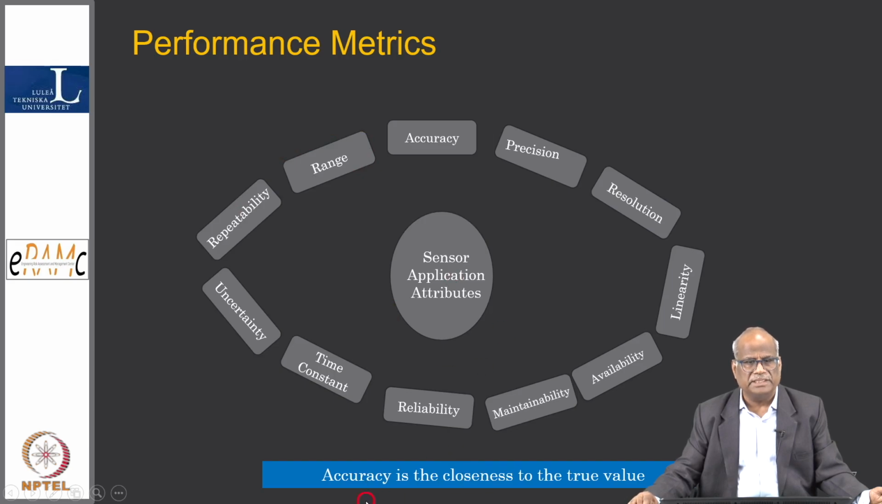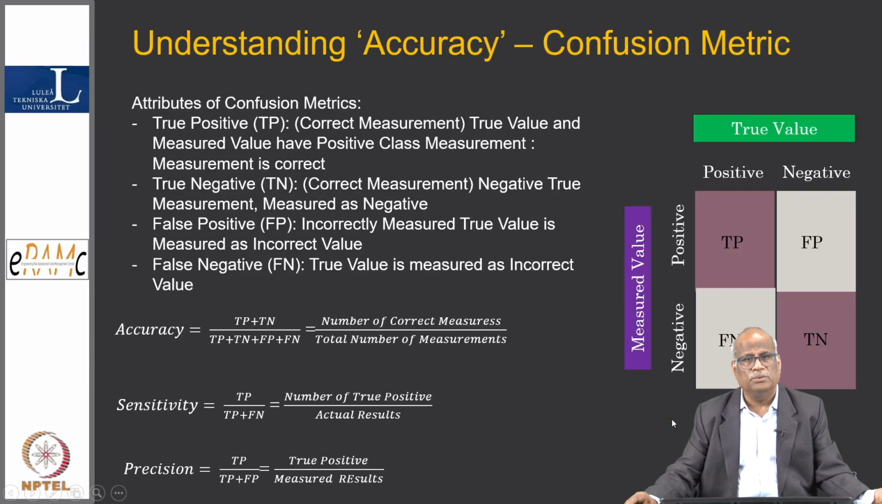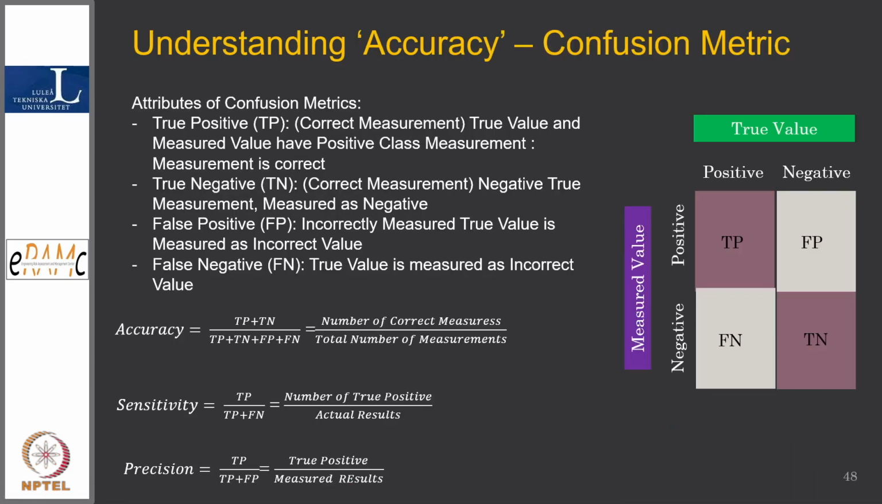I am declaring that accuracy is the closeness to the true value. Now, how do we do that? So, we have an accuracy matrix or confusion matrix here. Here we are trying to define 3 parameters, not 1 or 2. It is accuracy, sensitivity, and precision. Now, how the matrix is made, how the confusion matrix is done. Let us understand that first.